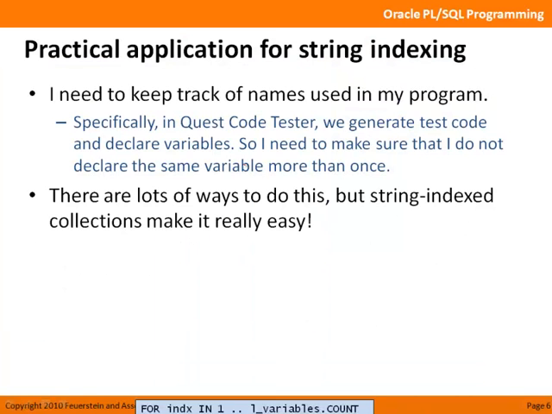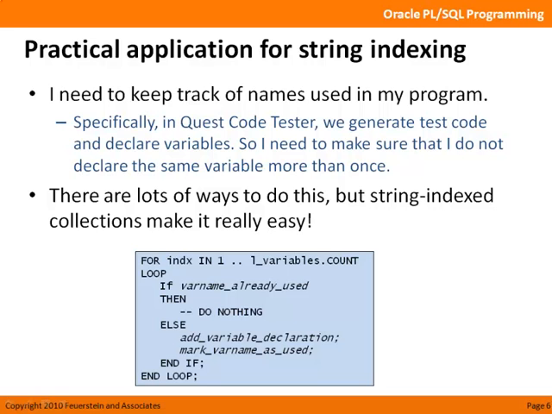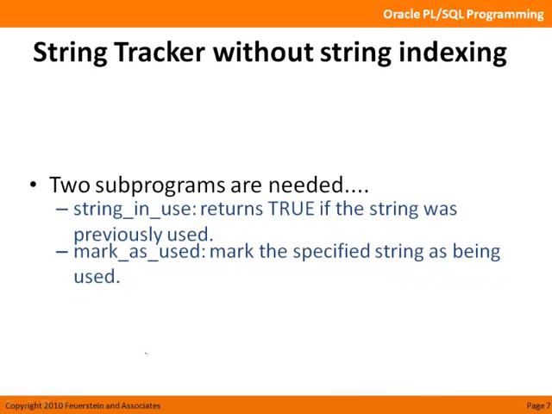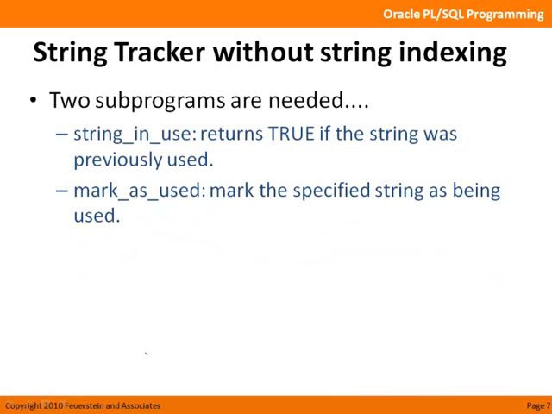So the algorithm needs to be something like this. For each of the variables I've got defined in my collection, if the variable name is already in use, do nothing. Otherwise, add the variable declaration and then mark that variable name as being used. So, there are lots of ways to do this to keep track of the resources I've used. But in this case, string indexing collections makes it really, really easy. So first of all, what I'd like to do is talk about building the string tracker package, this utility that will do this for me, without using string indexing.